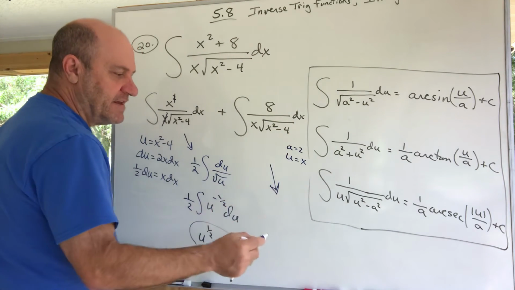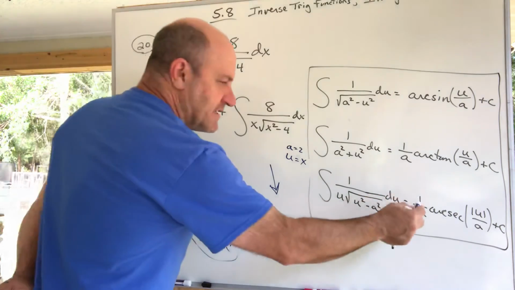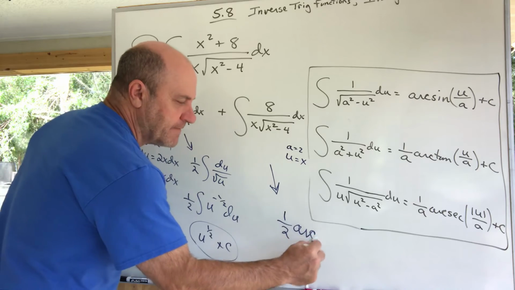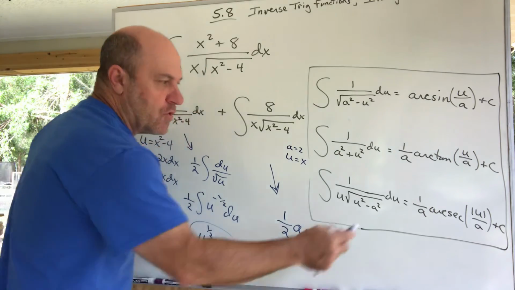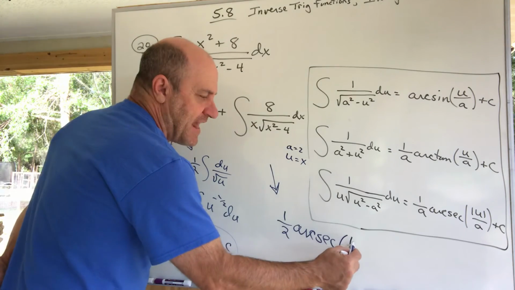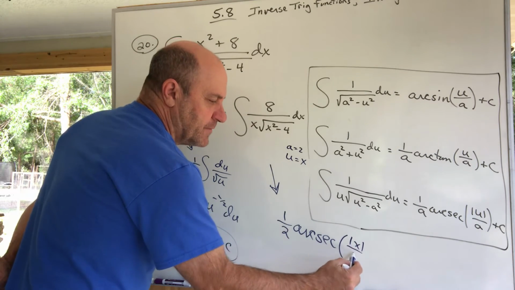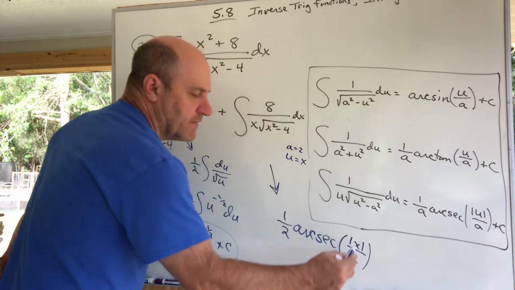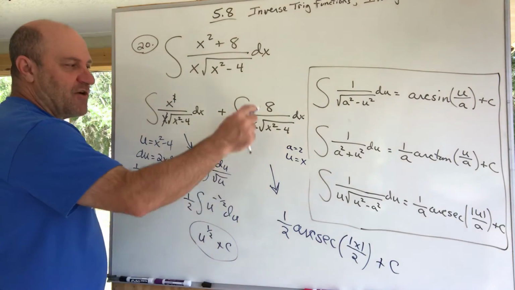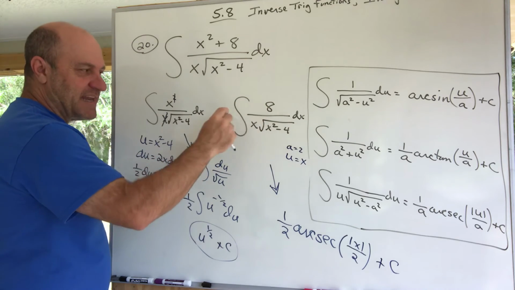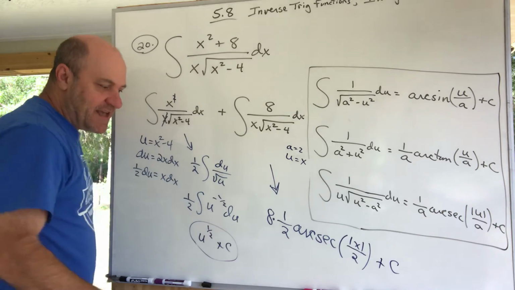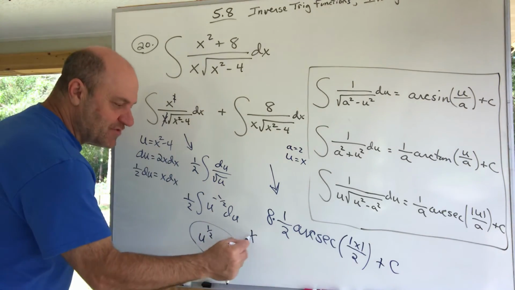This answer is arcsecant. Let's see, 1 over a, 1 over 2, arcsecant, u over 2, the absolute value of u, the absolute value of that x over 2, u over a, plus c. Now there was something else going on. There was an 8 on top of this integral. There was an 8 that I pulled out front here, so there's a multiplied 8. That's the answer. It's added to this.